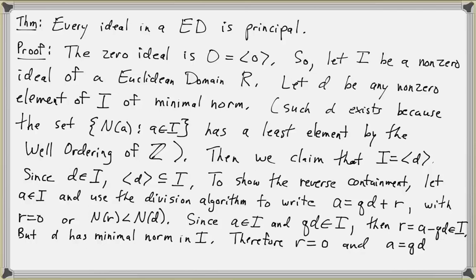And we can write A as QD. And therefore A is in the ideal generated by D. So thus I is a subset of the ideal generated by D. We already showed the reverse containment, and therefore we conclude that I equals the ideal generated by D. And so that concludes the theorem. So we've shown that every ideal of a Euclidean domain is principal.